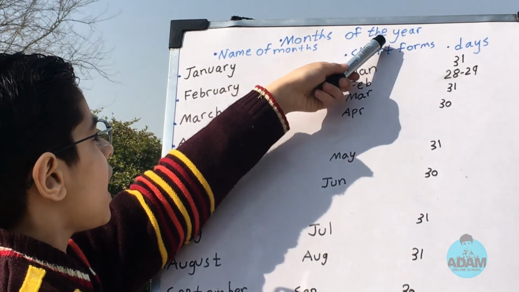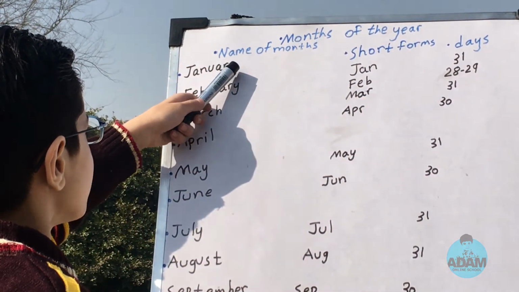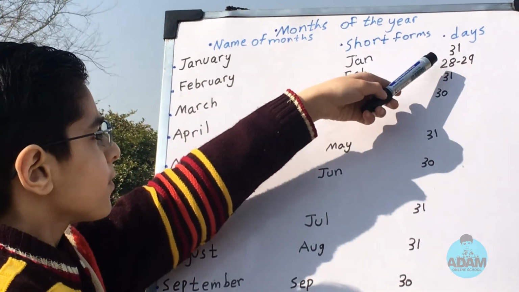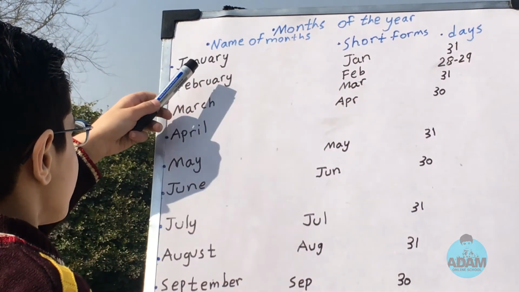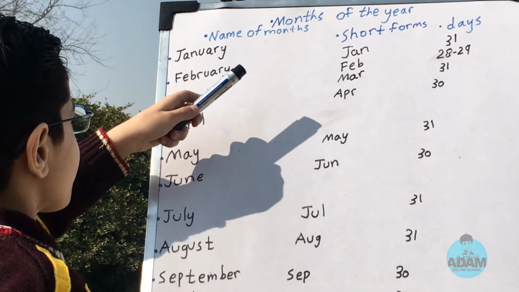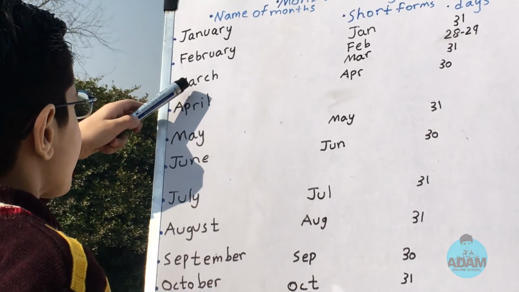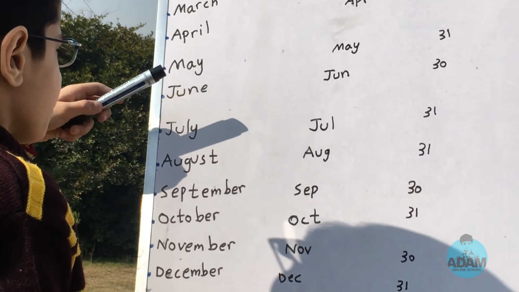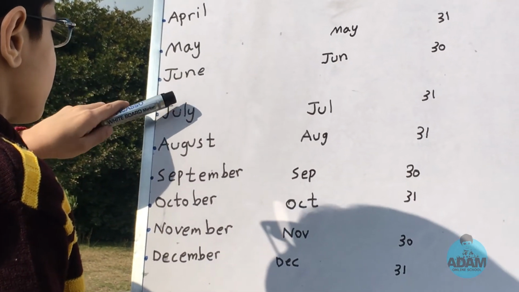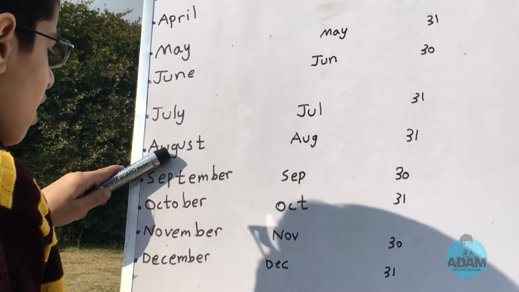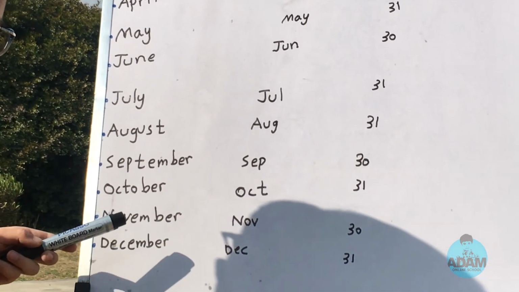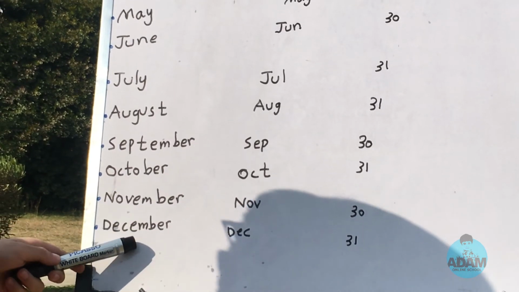Months of the year. Name of months. Short forms. Days. January, February, March, April, May, June, July, August, September, October, November, December.